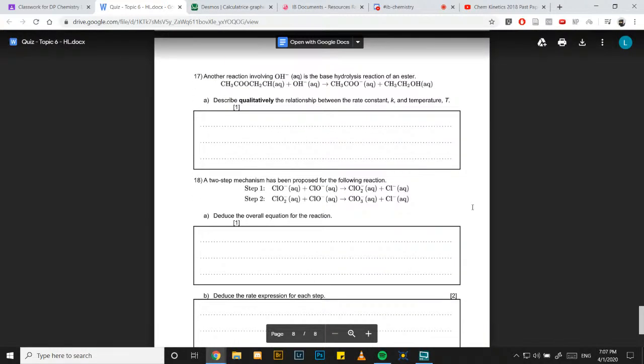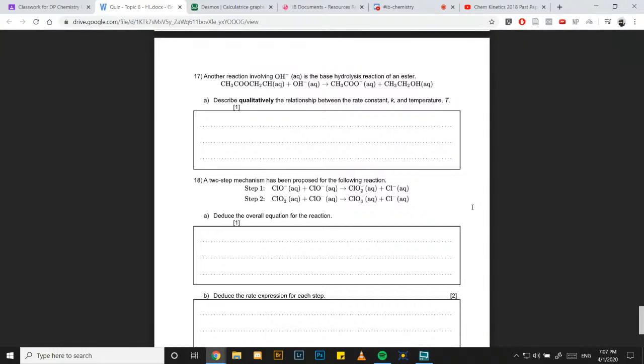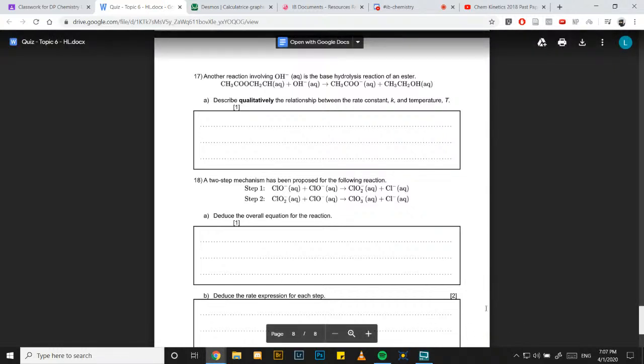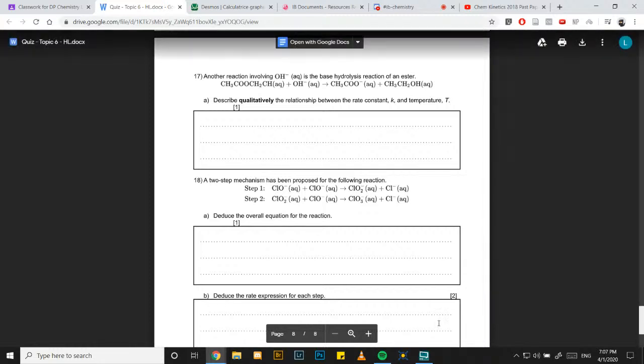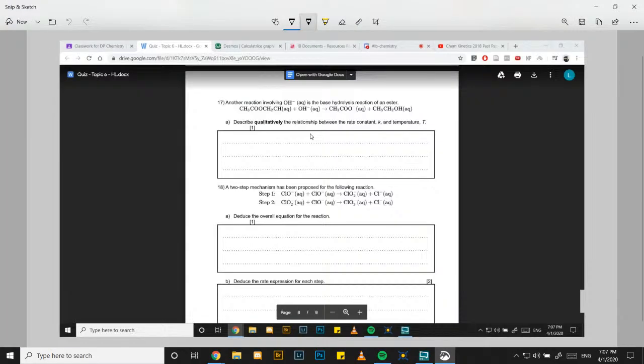Okay, describe qualitatively the relationship between the rate constant K and temperature T. Qualitatively speaking, as the temperature T increases, the rate constant K also increases. And the way that we know this is by looking at our Arrhenius equation again. So let's have a little look-see. So A is equal to, no, it's not A. Sorry. It's K is equal to A e to the negative Ea over RT.